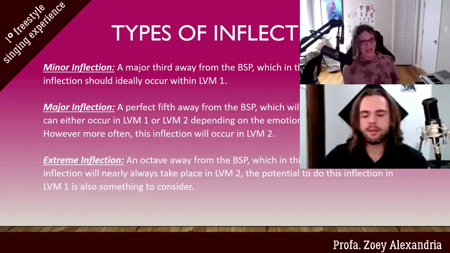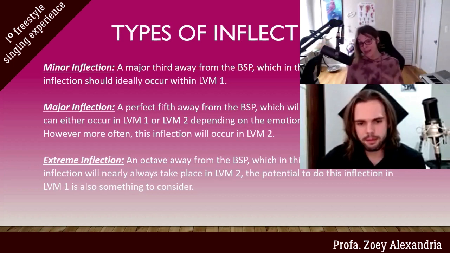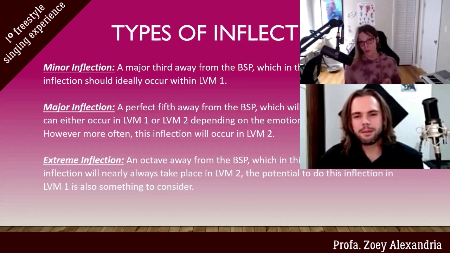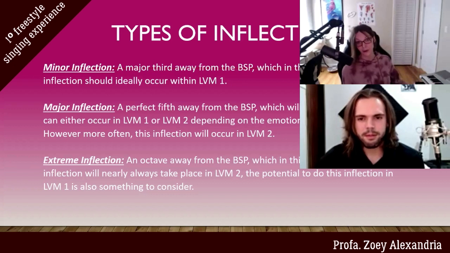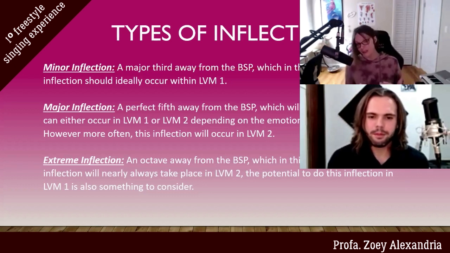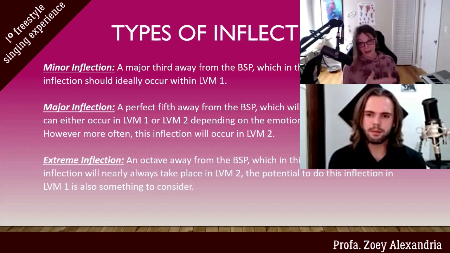All right. Now, the second type of inflection is what's known as a major inflection. This is oftentimes a perfect fifth away from the BSP, which in this case would be G4. Now, this inflection can either occur with an M1 or M2, depending upon the emotion one is trying to convey.